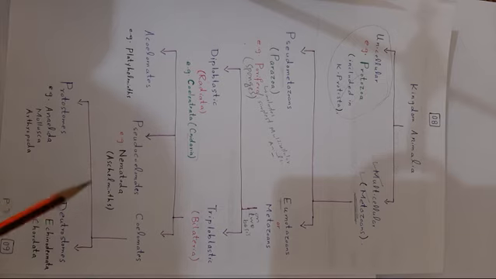And then on the basis of pattern of development, the coelomates are further divided into two groups: the protostomes and deuterostomes. The examples of protostomes are phylum Annelida, Mollusca, Arthropoda, while examples of deuterostomes are phylum Echinodermata and phylum Chordata. So this is an overview of the classification of kingdom Animalia.